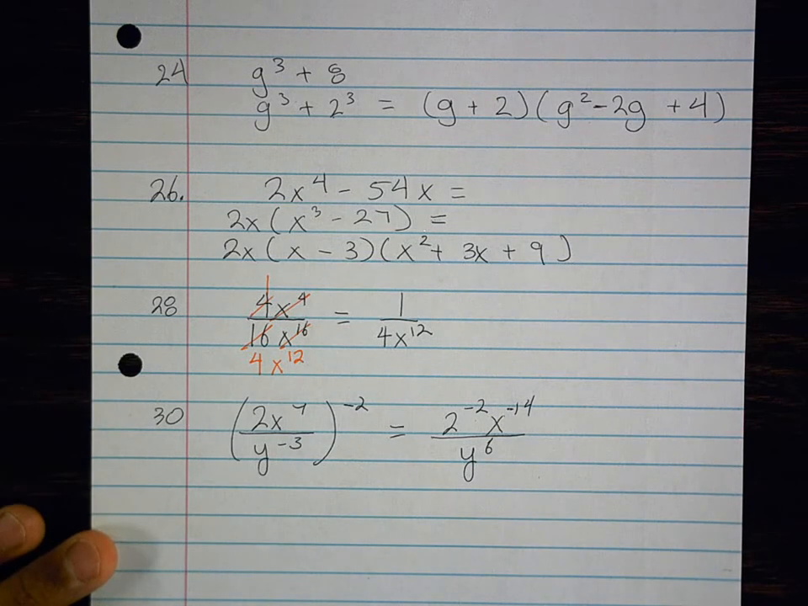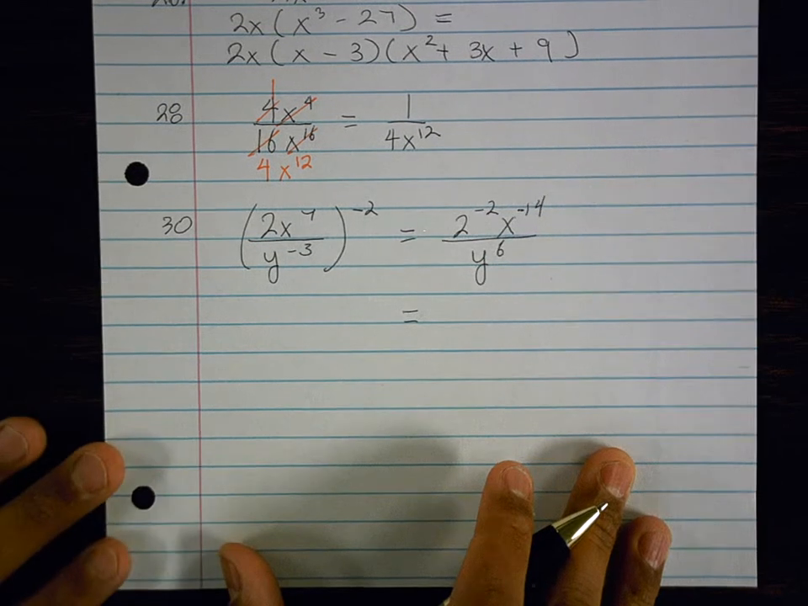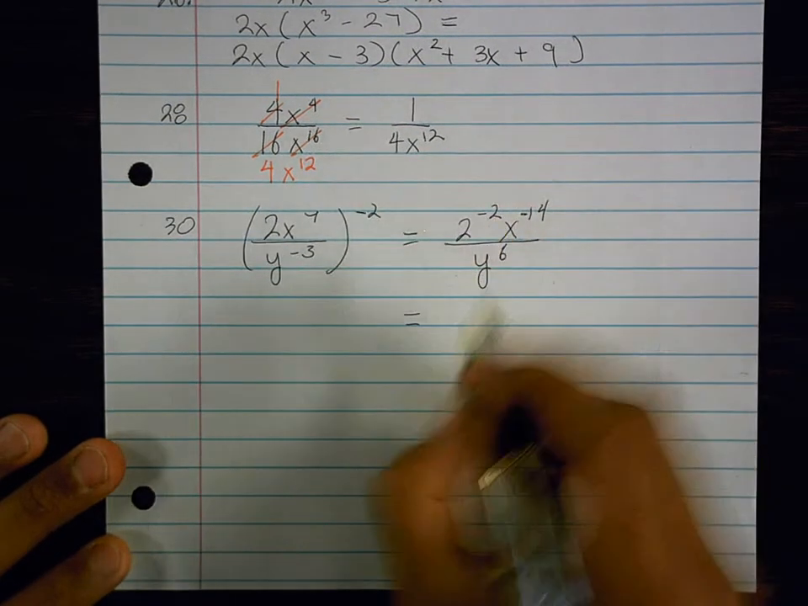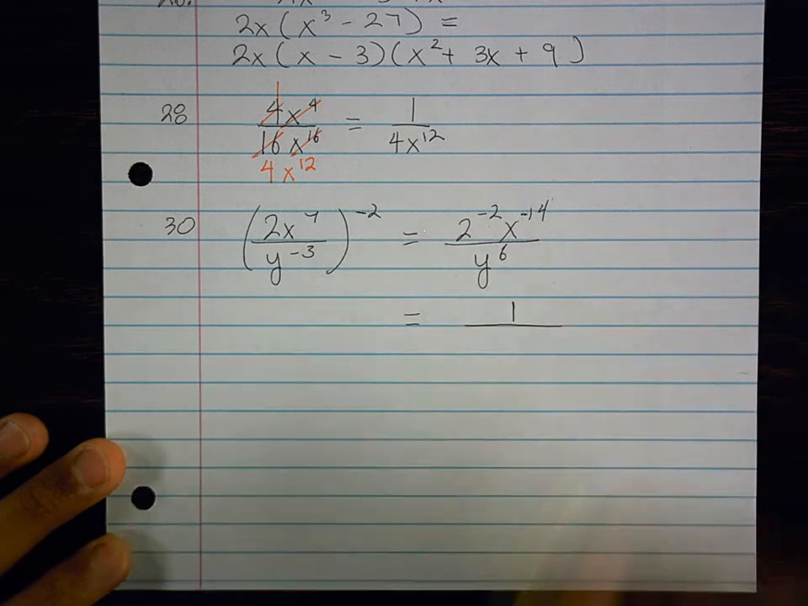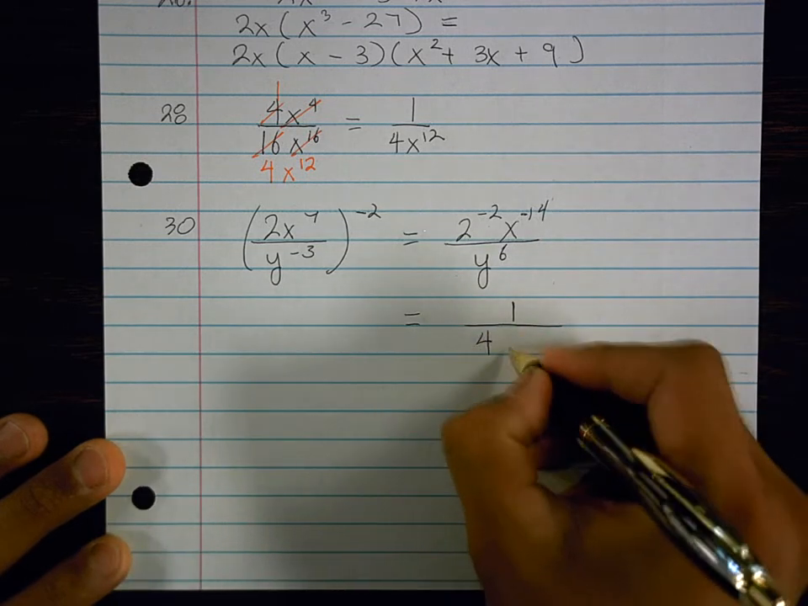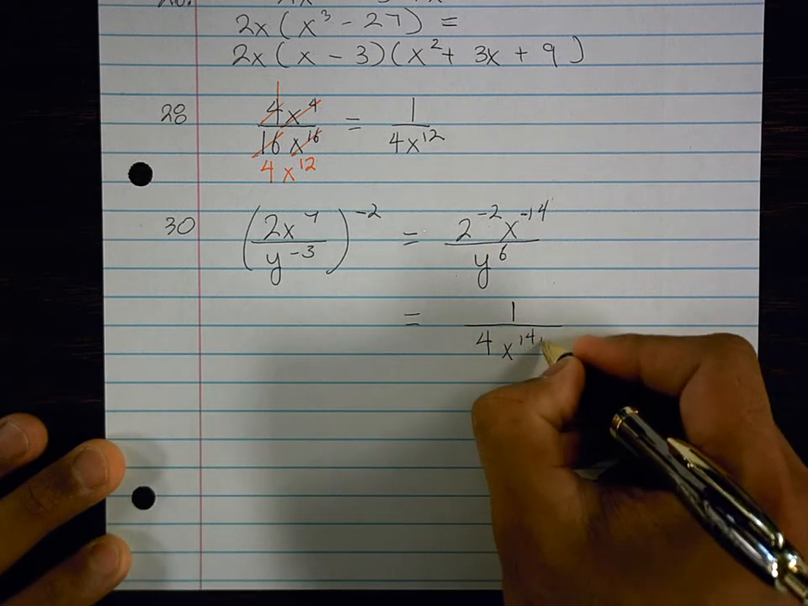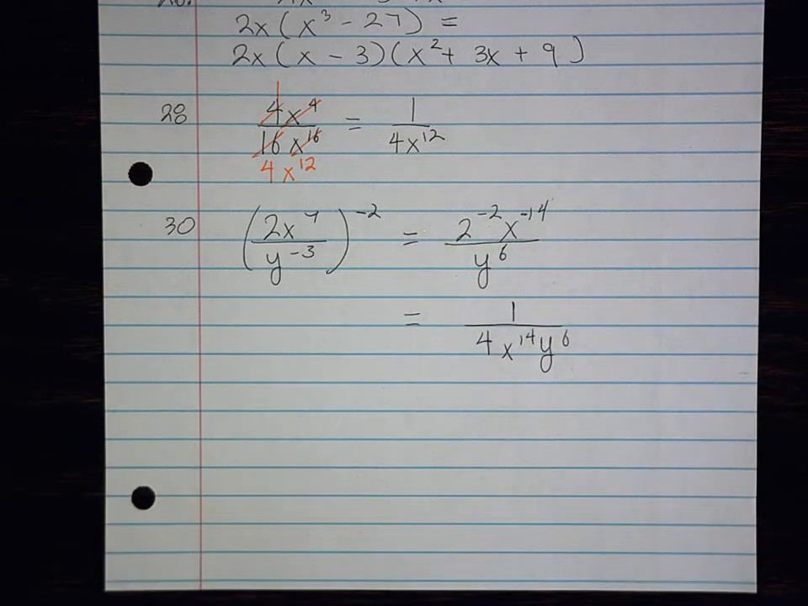So looking at this, now we have to deal with the negative powers. We're going to say, okay, this drops down, and so does that. And nothing's actually left on top besides a 1. We're looking at 4 x to the 14th y to the 6th.